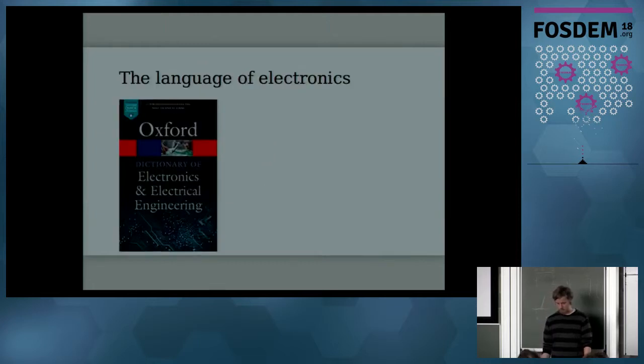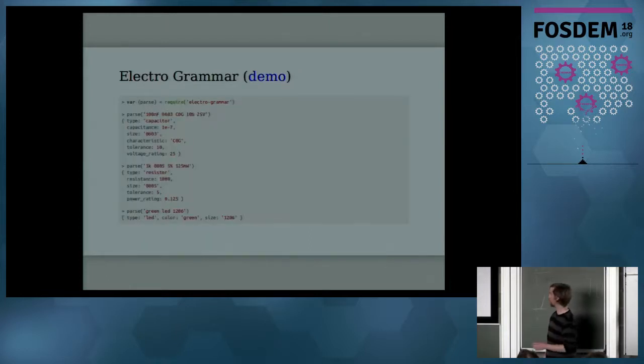So the other thing that I've been thinking about is, we already have quite a specific language as electronic engineers. We already have a lot of words, and we'd like to reuse that language in our circuit description language. So I came up with this project called Electro Grammar, and I probably don't have time for the demo, but pretty much it takes the descriptions that you normally use in your bill of materials or in your schematics, and it gives you a parsed output for that.